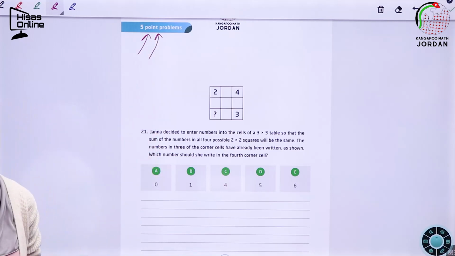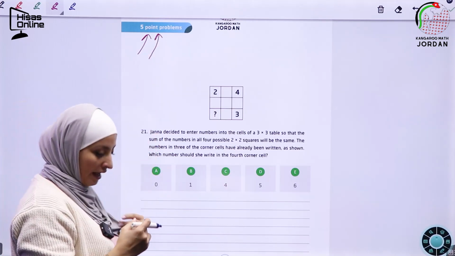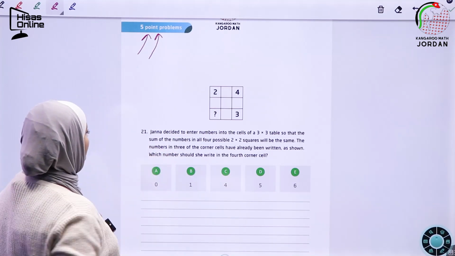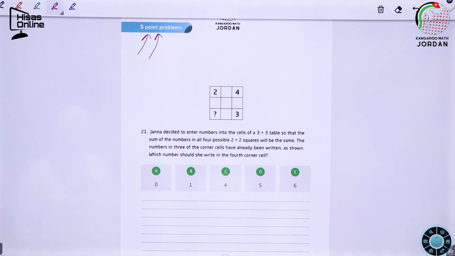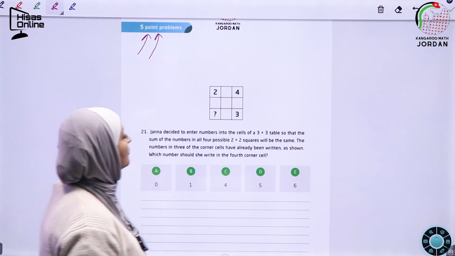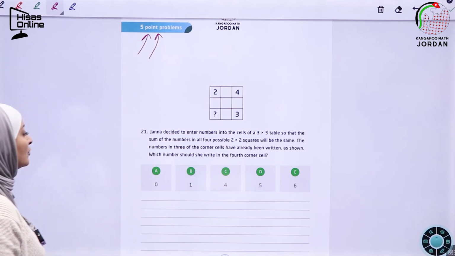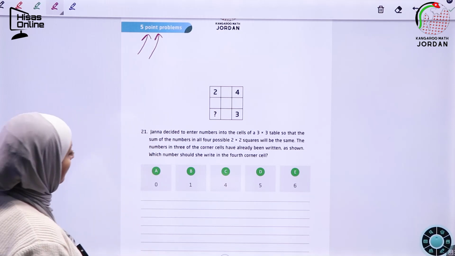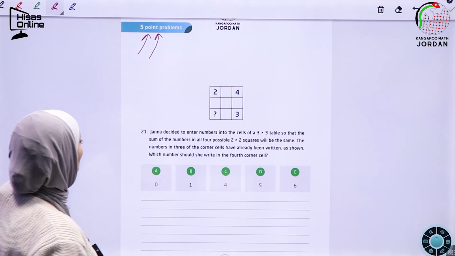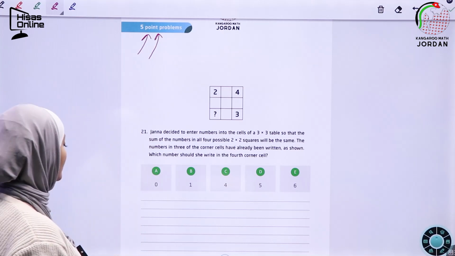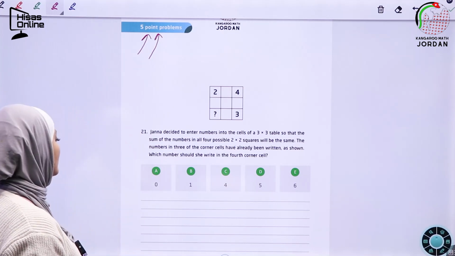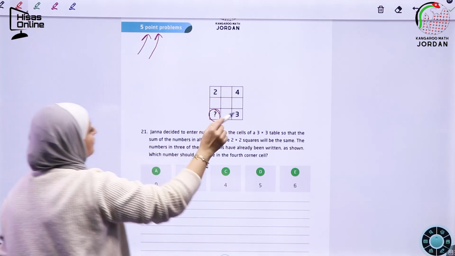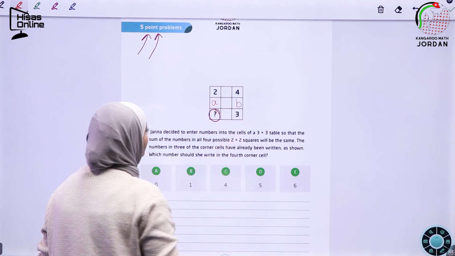We started with the 5 points problem, so things go deeper now. Jenna decided to enter numbers into the cells of a 3 times 3 table, so that the sum of numbers in all 4 possible 2 times 2 squares will be the same. The numbers in 3 of the corner cells have already been written. Which number should be written in the 4th corner? So here is my target. Let's say this is A, this is B.